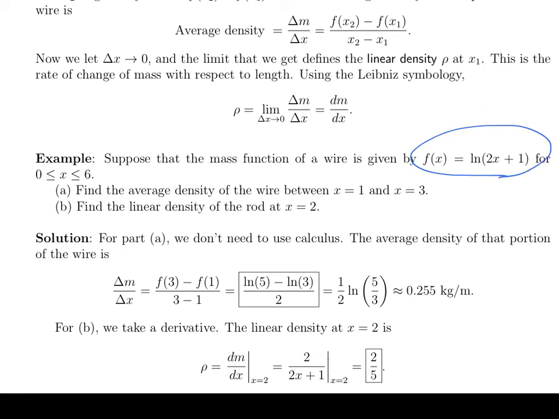So remember that the derivative of log of 2x plus 1 is just going to be 1 over the inside function, so that's 1 over 2x plus 1. But then we have to multiply by the derivative of the inside. That's the 2. Then when we plug in 2, we get 2/5.